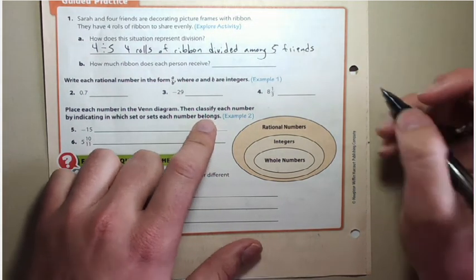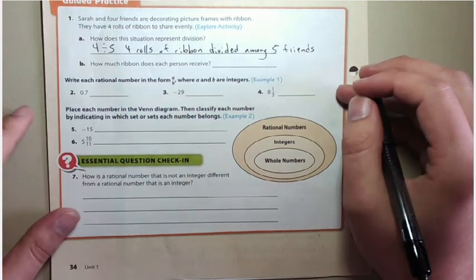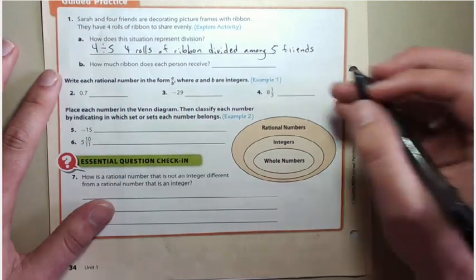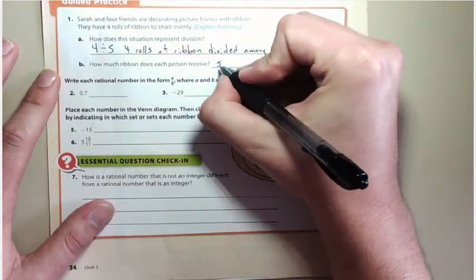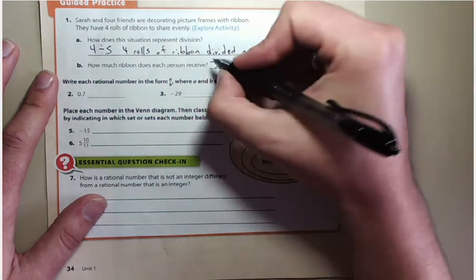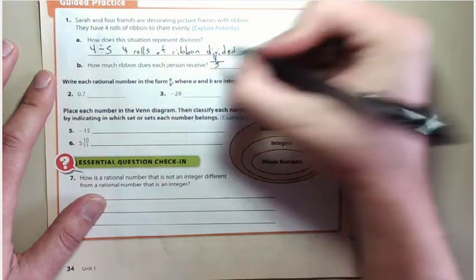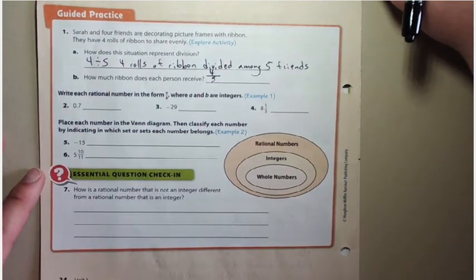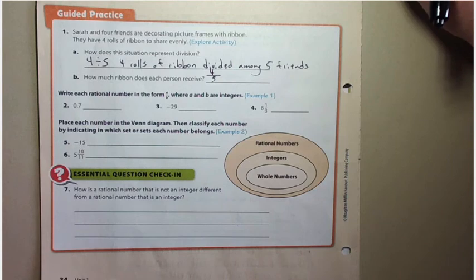Then part B of number 1 says, how much ribbon does each person receive? So we talked about how a fraction is actually meaning division. And so for instance, this one is saying we have 5 total people, which would be our denominator, and if we're going to split that evenly, everybody's going to get 4/5 of the ribbon. Everybody would get 4/5 of the ribbon, and that's how you would divide evenly among those 5 people.